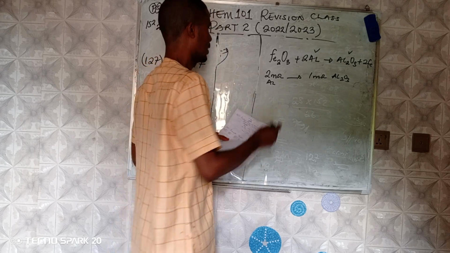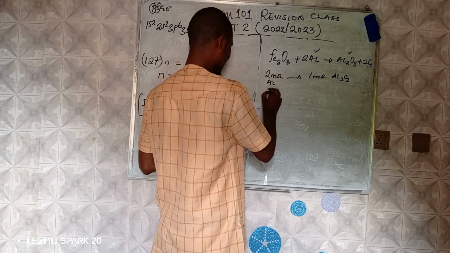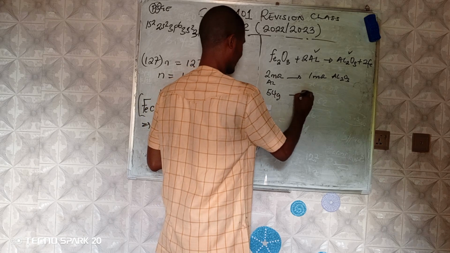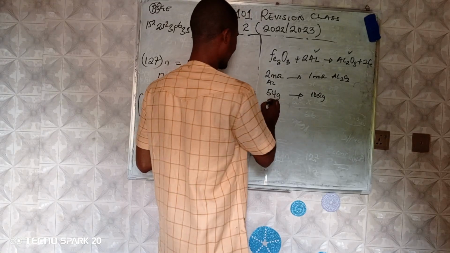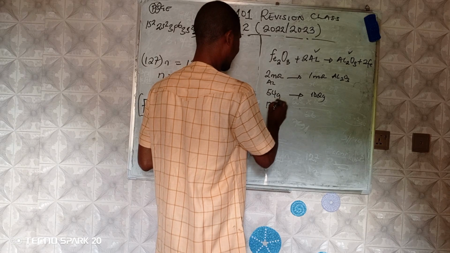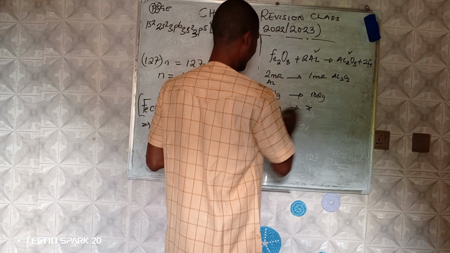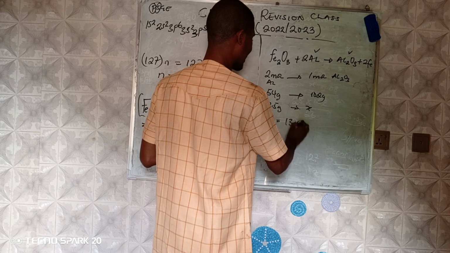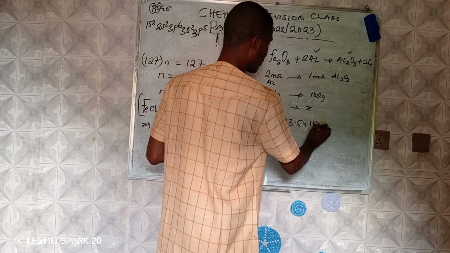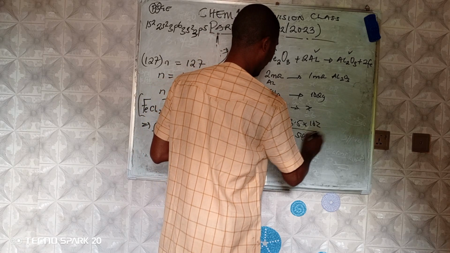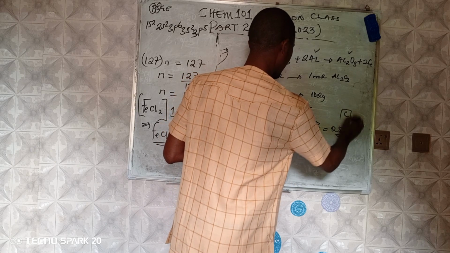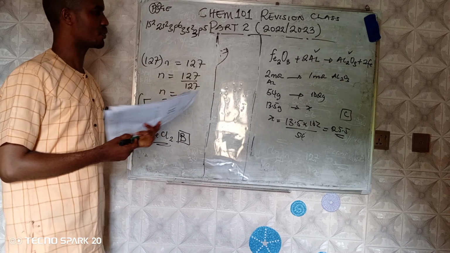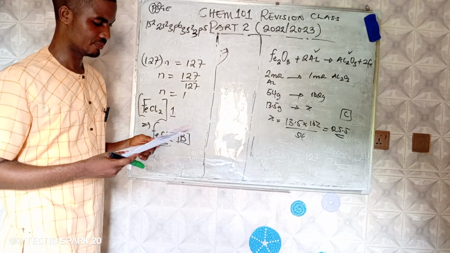So, converting to gram, this is 54 grams gave 102 grams. So that 13.5 grams will give X. X becomes 13.5 times 102 over 54. And that will give me 25.5. This is option C. I think we have seen something like this before.